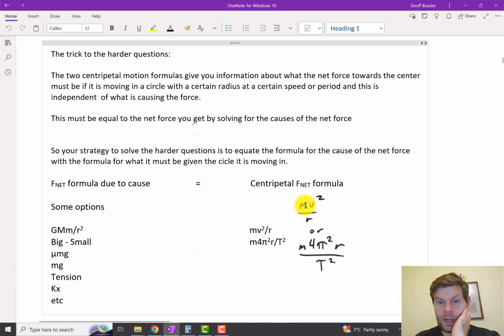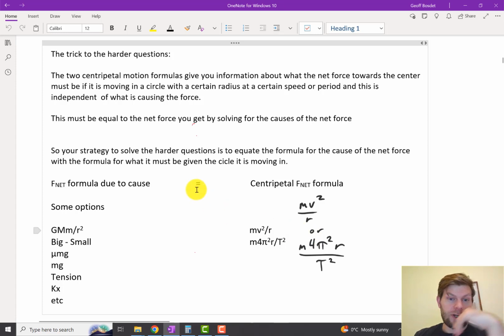If something has a certain mass and is moving around a circle at a certain velocity on a certain radius, it must have a net force equal to this regardless of what's causing it, whether it's a spring or friction or gravity or whatever. It just must be this, otherwise it wouldn't be moving in a circle like that. And same with this one.